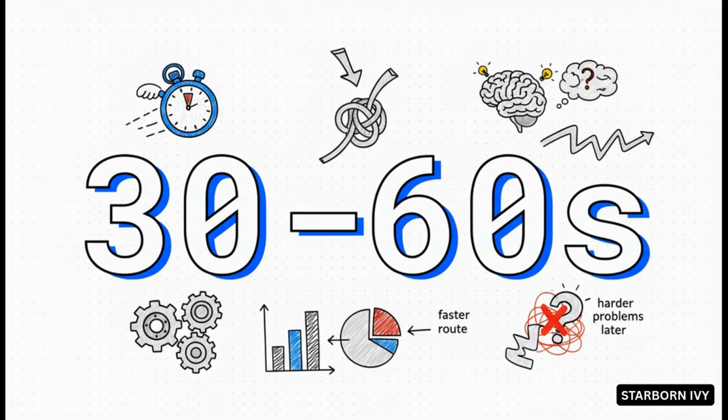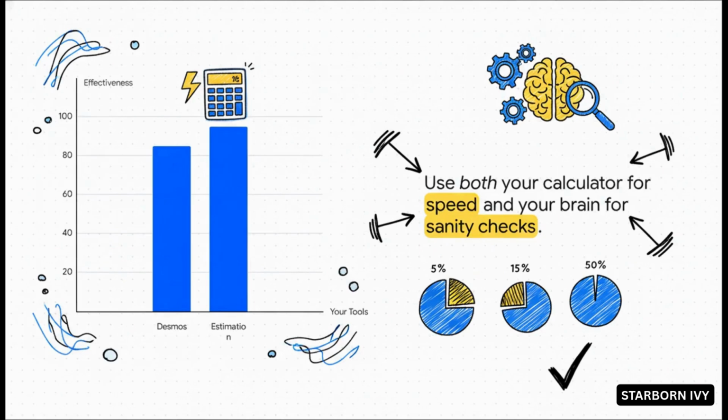So, if a ratio or percent question is taking you longer than, say, 30 to 60 seconds, that's a huge red flag. It's a signal that you've probably fallen into a trap and you need to stop and reread the question. And you've got two major tools in your arsenal here. For sure, use the Desmos calculator for speed and accuracy. But don't turn your brain off. Use estimation as a sanity check. If the answer choices are super far apart, like 5%, 15%, and 50%, a quick common sense check will often point you to the right answer before you even finish the exact calculation.